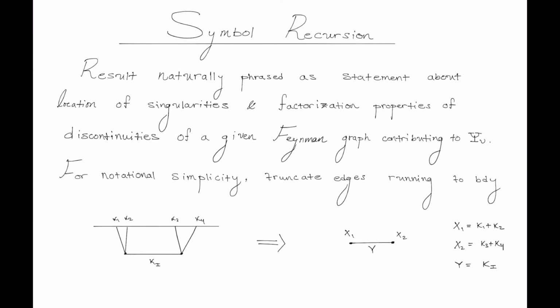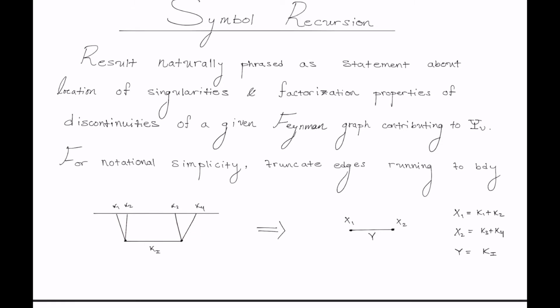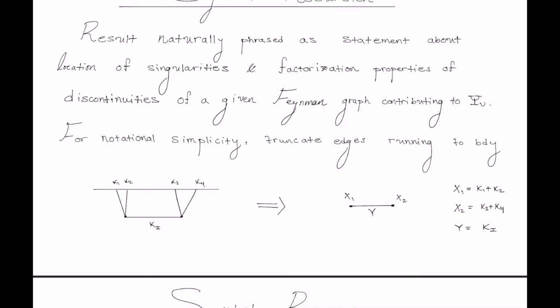So now we're equipped to discuss symbol recursion. So this result is naturally phrased as a statement about the locations of the singularities of a contribution to the dS wave function, and then the factorization properties of the discontinuities of a given Feynman graph contributing to the de Sitter wave function. So for notational simplicity, we will truncate the edges running to the boundary. So this and this will be truncated. So this 4-point contribution will just be a dumbbell. And each vertex in a graph, therefore, can carry some amount of energy propagating to late time.